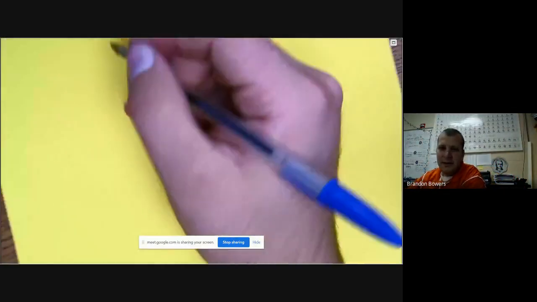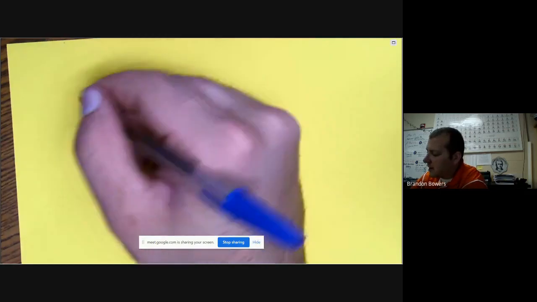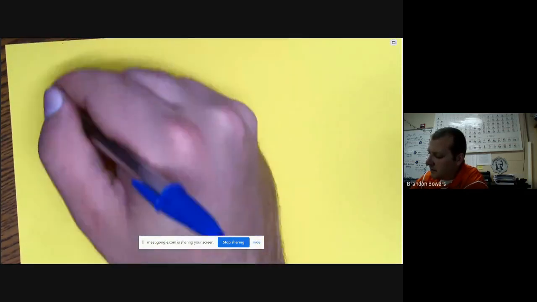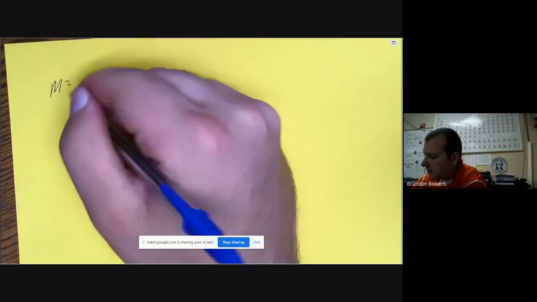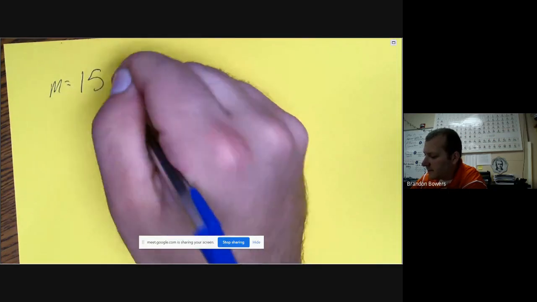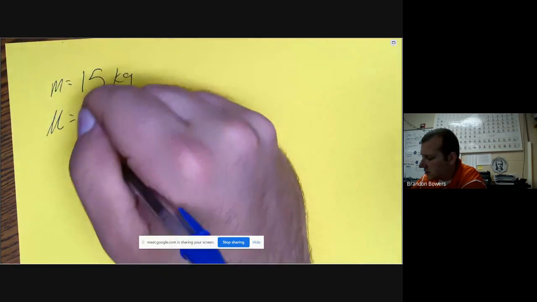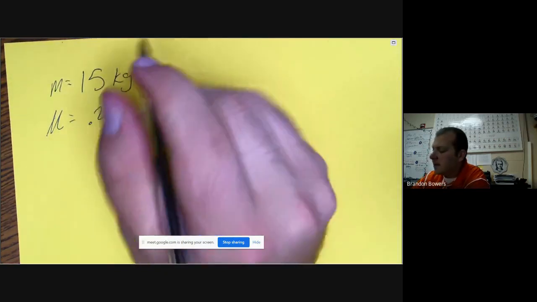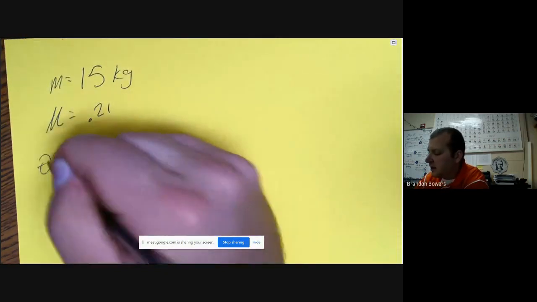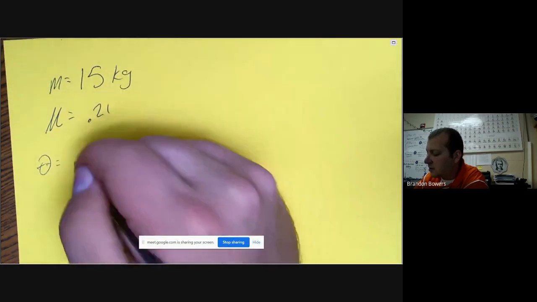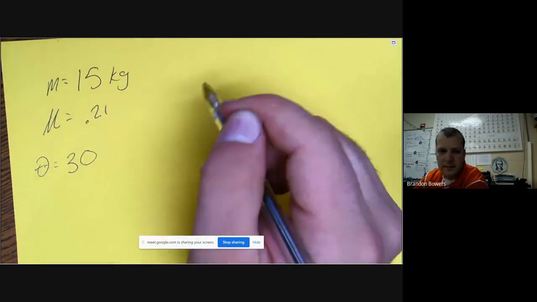When we're talking about inclined planes, I'm going to give you 3 values. I'm going to give you the mass of an object, which is going to be 15 kilograms. I'm going to give you the friction coefficient, which is going to be 0.21. And I'm going to give you the degree of the slope, which is going to be, let's say, 30.